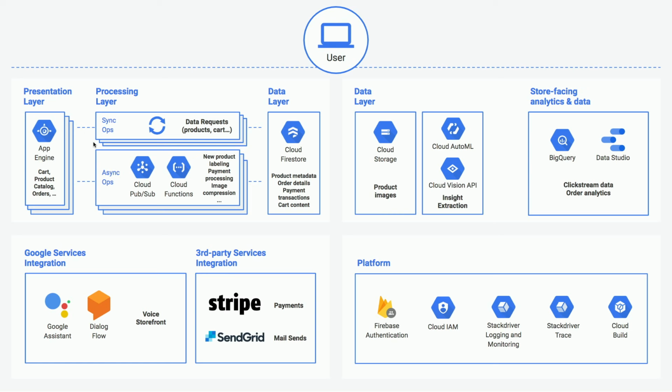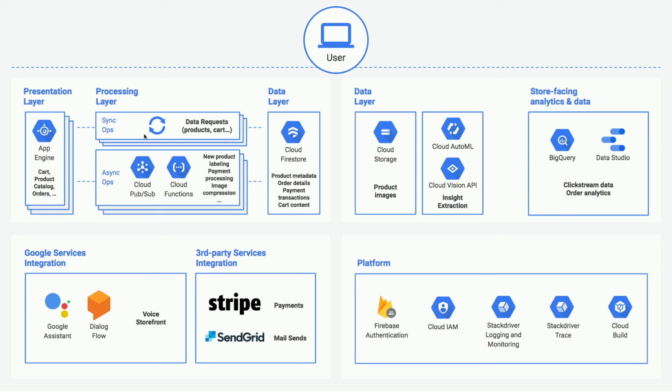So first we have the presentation layer, and that's where we have App Engine running. It takes care of everything that's related to the shopping cart, to the product catalog, and the orders. We also have the processing layer, where we have both synchronous and asynchronous operations.